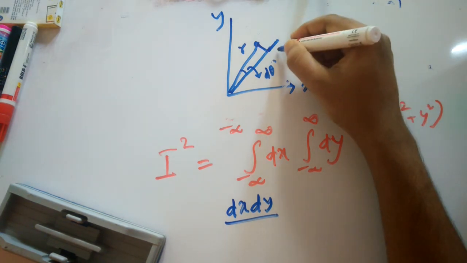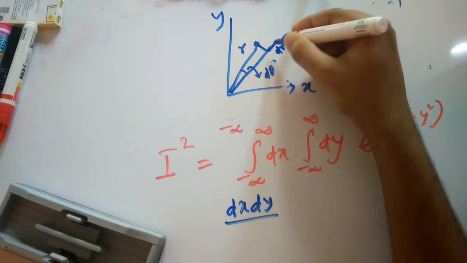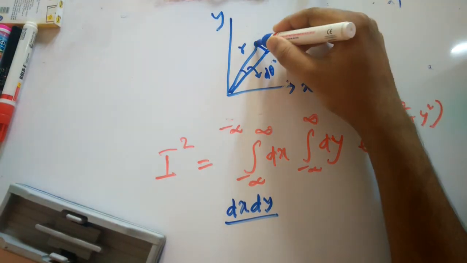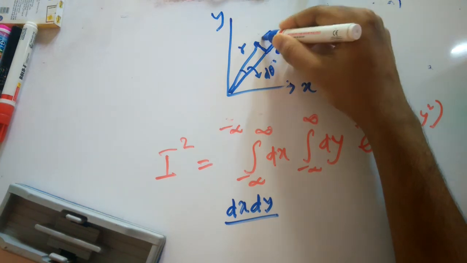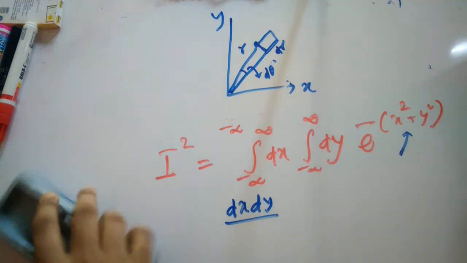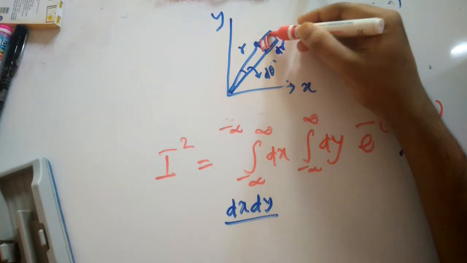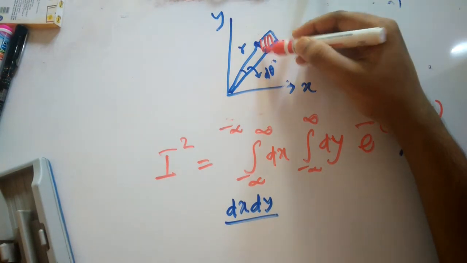So, and this is actually dr. Okay, this is a small change in radial distance dr. Okay, so the volume element is this. I think most of you understand this. This is the volume element. Okay, there is a small change in radial distance, small change in angle.